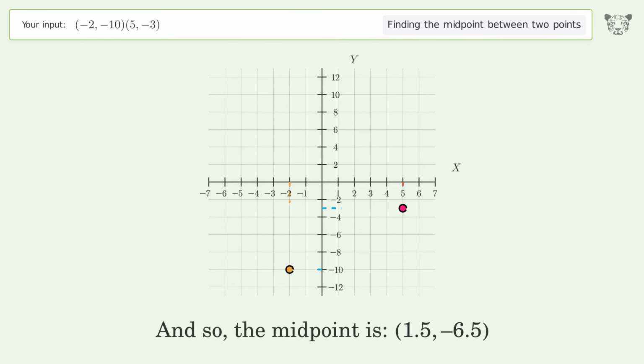And so, the midpoint is 1.5, negative 6.5.